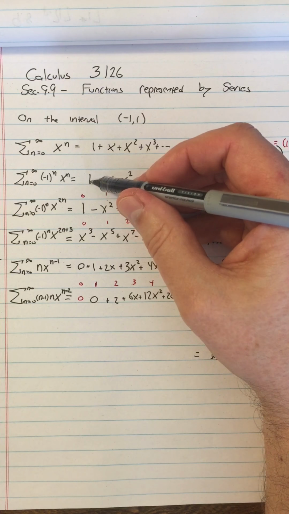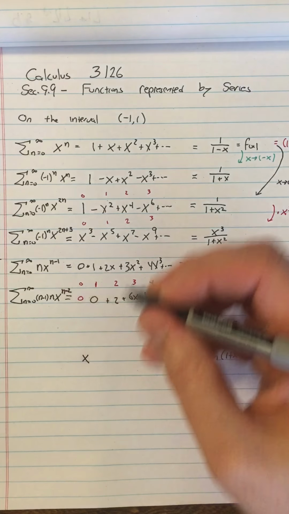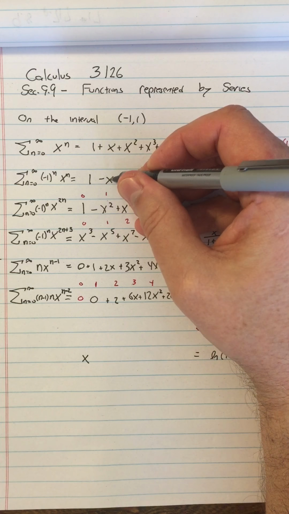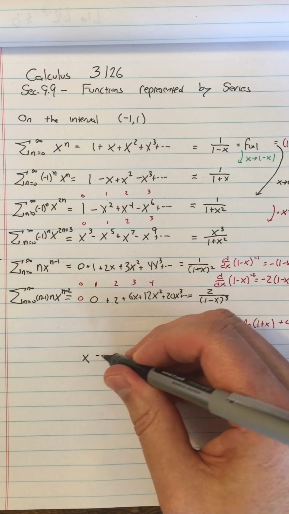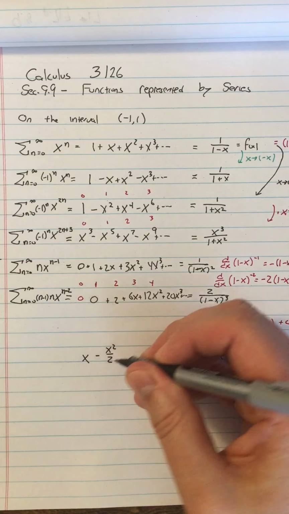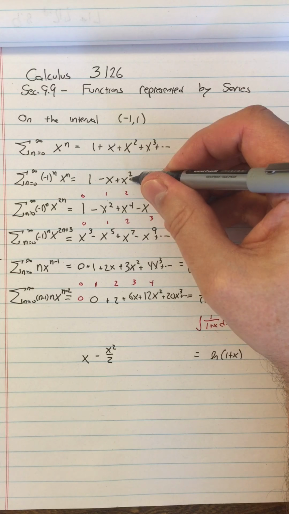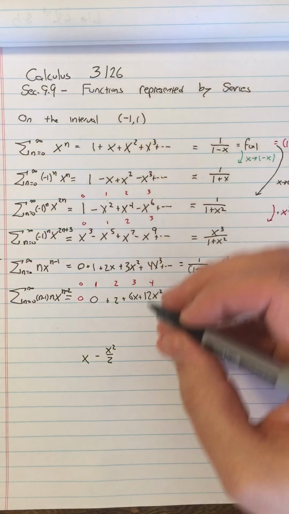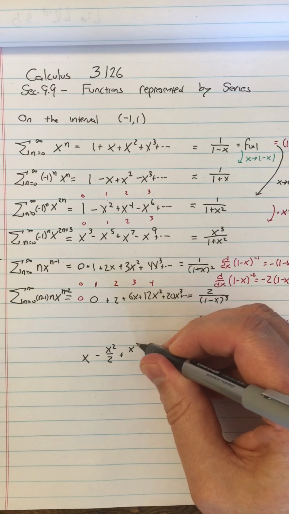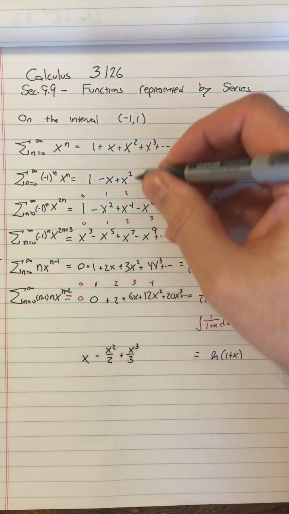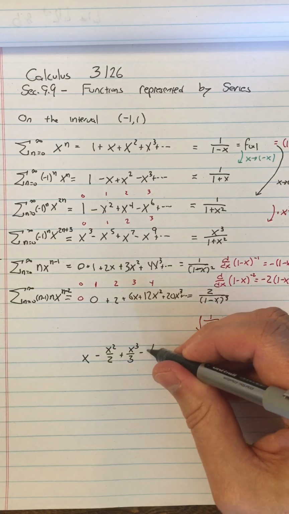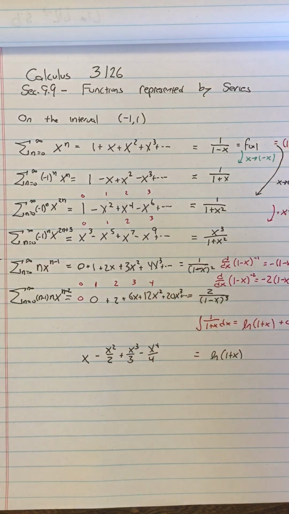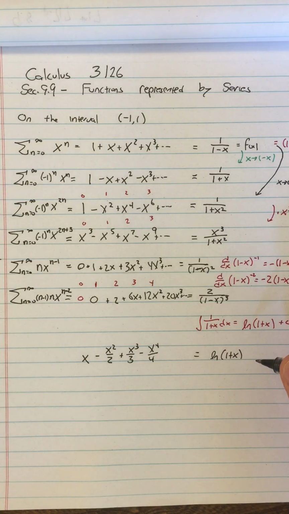So if I do the integral of 1, I get x. If I do the integral of negative x, I get minus x squared over 2. If I do the integral of x squared, I get plus x cubed over 3, and so on. And then my next one is minus x fourth over 4. All right, and then that has to be equal to ln of 1 plus x.